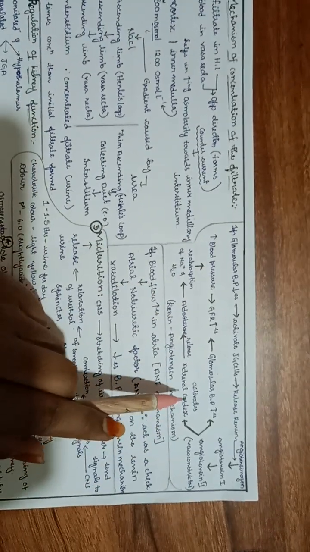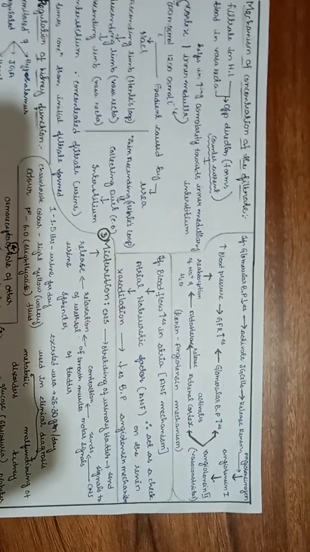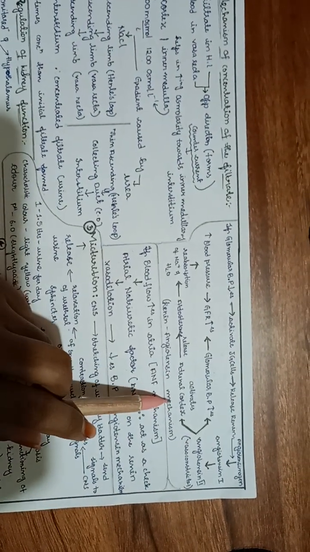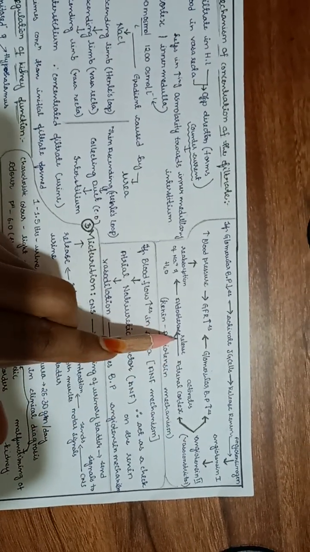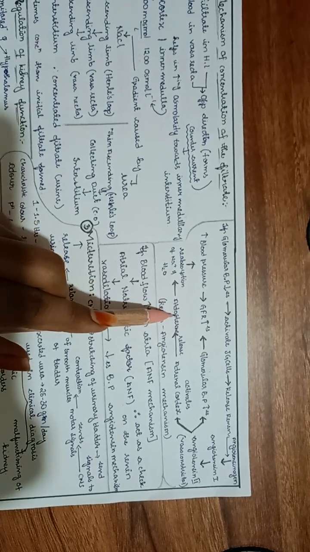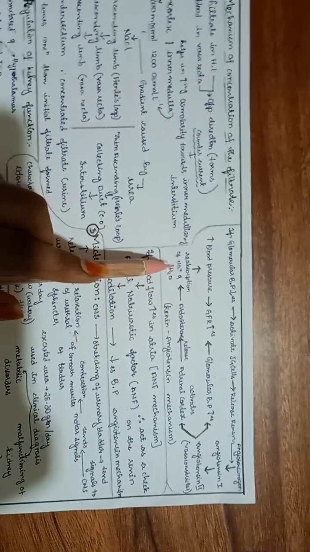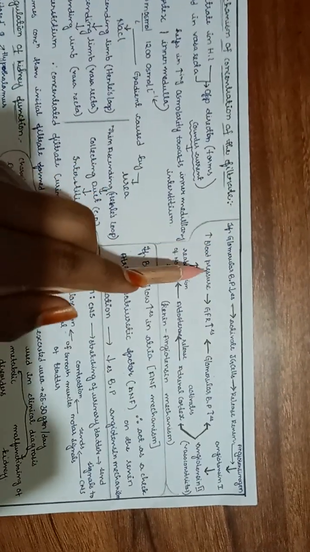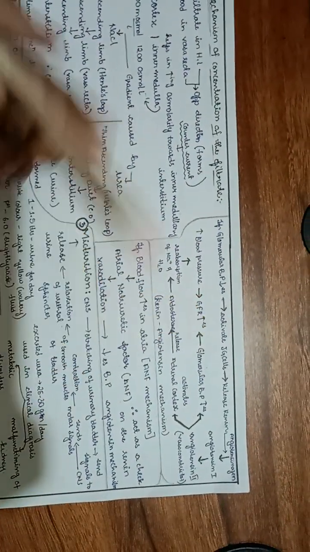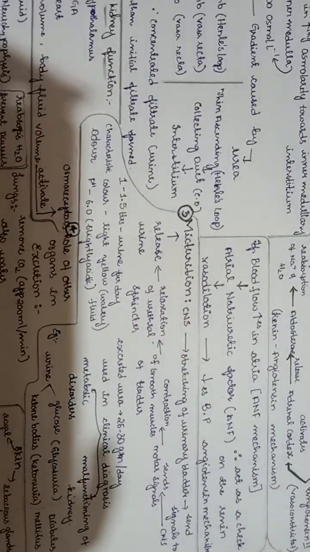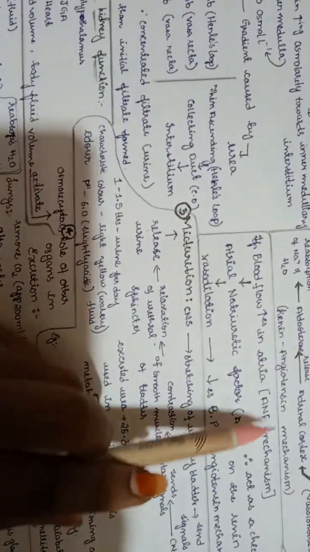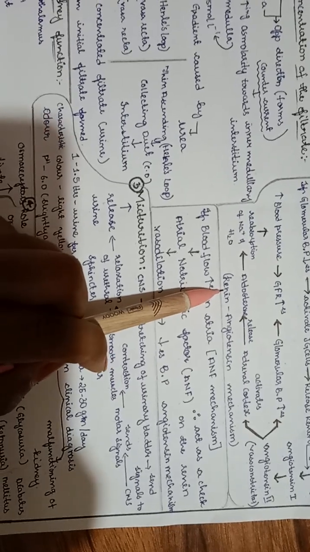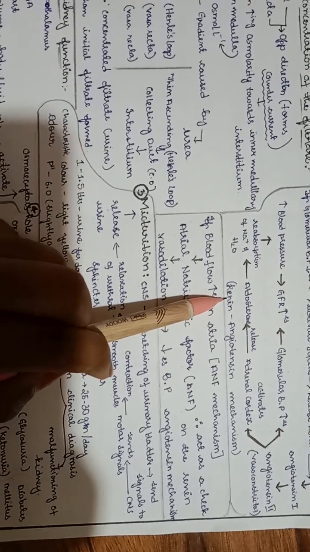The other action of angiotensin 2 is that it activates the adrenal cortex, and the adrenal cortex releases aldosterone. Due to this aldosterone, reabsorption of NaCl and water takes place, which increases blood pressure, and GFR also increases. This mechanism is known as the renin angiotensin mechanism.